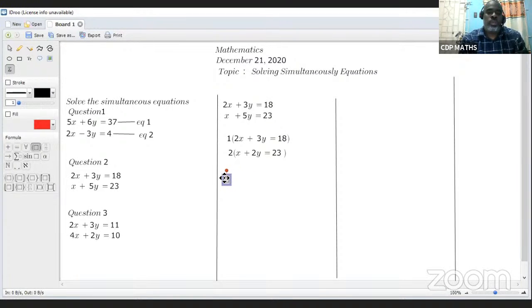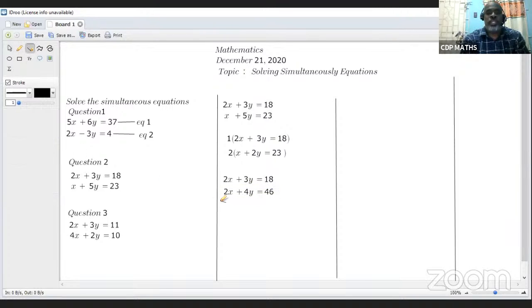So therefore now we'll end up for the first one, rewrite back 2x plus 3y is equal to 18. And then 2 times x gives us 2x again, plus 10y equal to 46. So we're going to be subtracting naturally because we're getting rid of the x. So the best thing to do is to subtract. So 2x from 2x gives us 0. 10 from 3 is going to give us negative 7. So we'll end up at negative 7y.